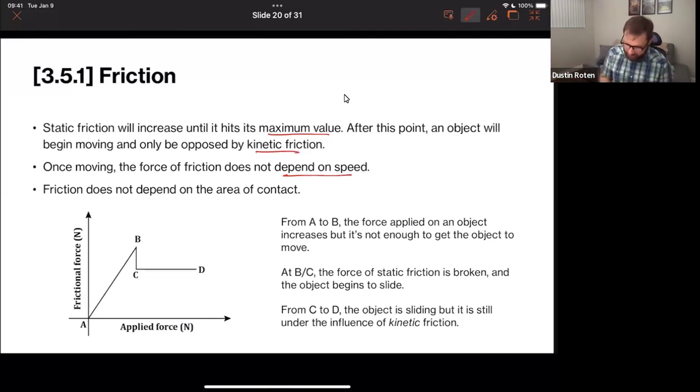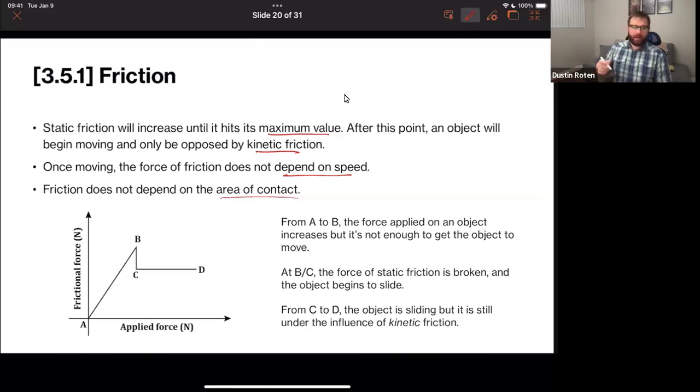And what's really interesting is friction does not depend on the area of contact. My hands are both similar material, so the force of friction between my two fingers will be the same as if I use my whole hand. So surface area doesn't matter.